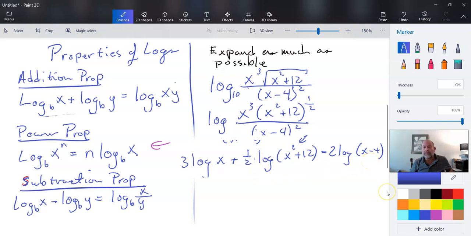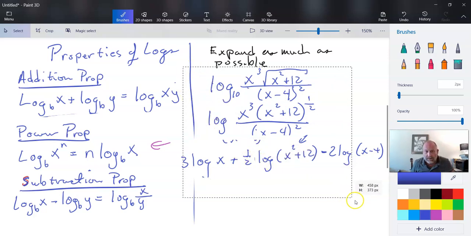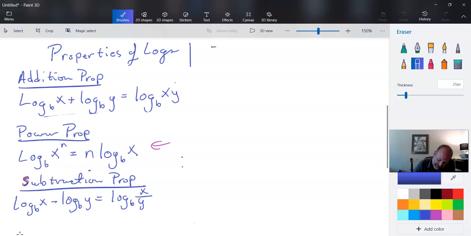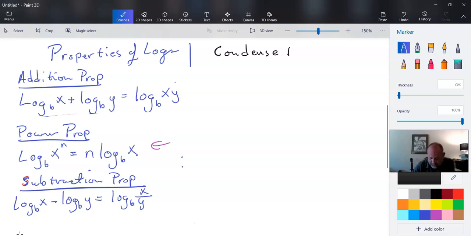All right, so let's look at the next one here. Okay, our next example, we're going to go in the reverse order. So instead of expanding, you're going to be asked to condense. Condense the expression as much as possible.